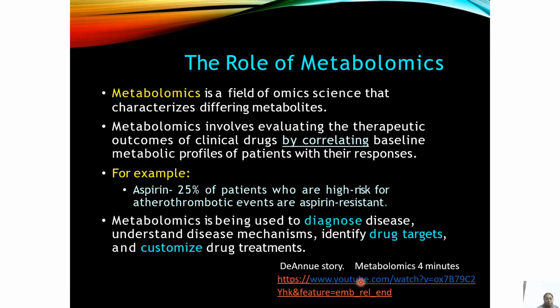And metabolomics is a field of omic sciences that characterizes differing metabolites. It involves evaluating the therapeutic outcomes of clinical drugs by correlating baseline metabolic profiles of patients with their responses. For example, with aspirin, 25% of patients who are at high risk for atherothrombotic events are aspirin resistant. Metabolomics labeling is being used to diagnose disease, understand disease mechanisms, identify drug targets, and customize drug treatments.